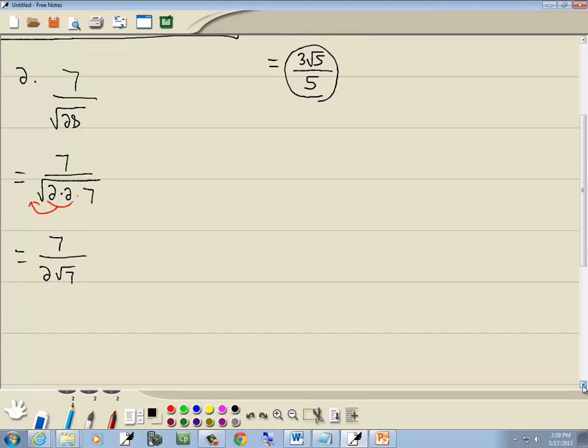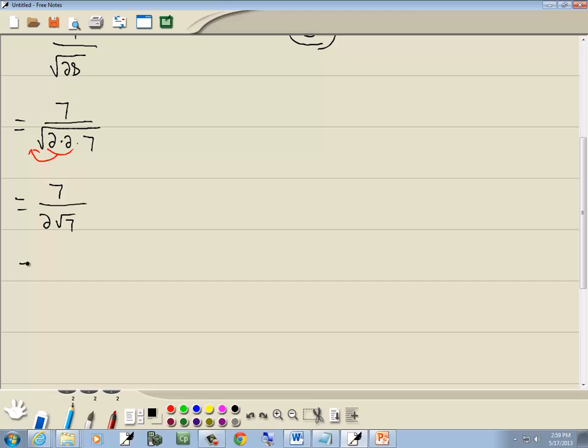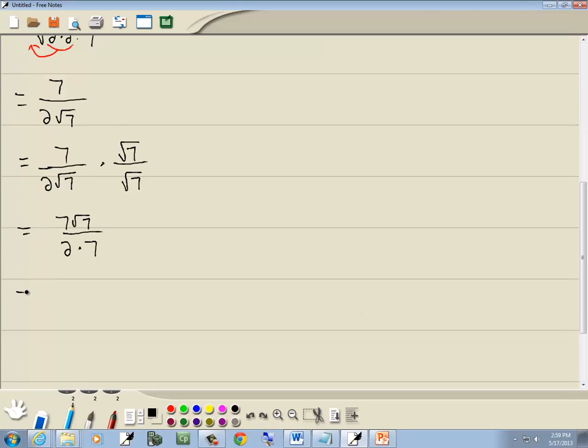Now again, the main problem here is that we've got a square root down in the denominator. The 2 doesn't cause us a problem, just the square root. So we want to multiply the top and bottom by the square root of 7. 7 times square root of 7 gives us 7 square root of 7. And here the 2 carries down, and square root of 7 times square root of 7 gives us 7. Now these 7's would cancel, and we'll have square root of 7 over 2 as our answer. And again, we got rid of the radical down in the denominator.